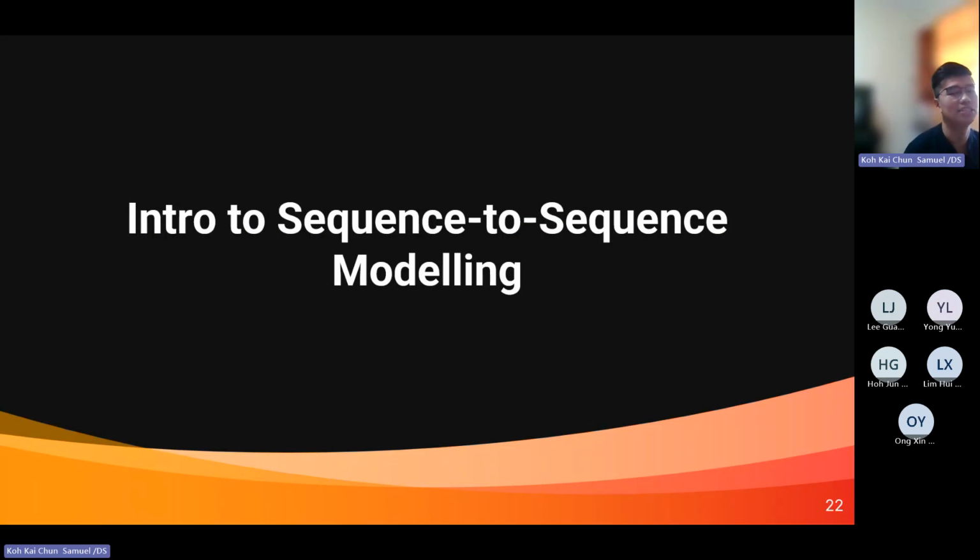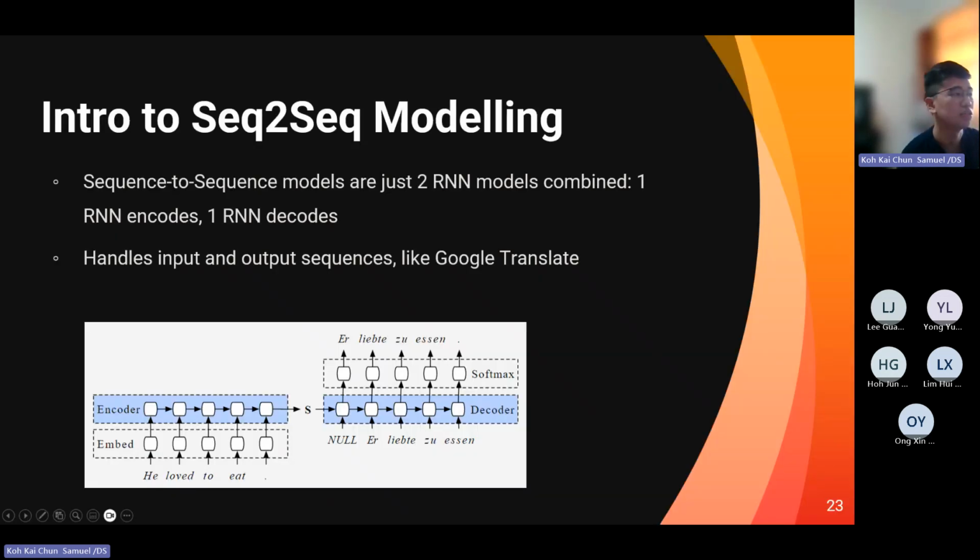For sequence modeling, it simply is just RNNs, but now instead of using the basic RNN architecture, we are actually combining two RNNs together to form sequence-to-sequence modeling. You may ask me what is sequence-to-sequence modeling. It's just two RNN models. But instead of this RNN memorizing information of the text sentence itself, it tries to encode and decode the sentence.